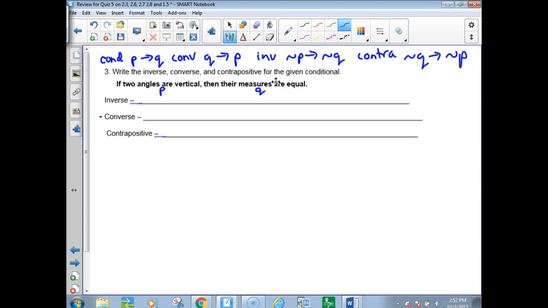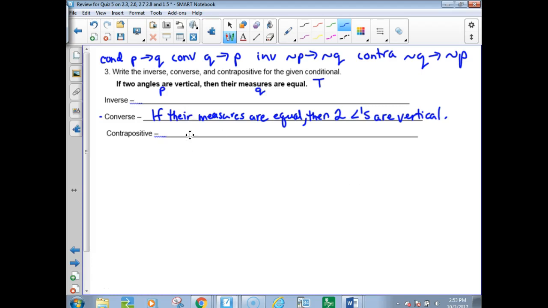The statement, if two angles are vertical, then their angle measures are equal, is true, by the way. The converse will be if their measures are equal, then two angles are vertical. I'm just going to abbreviate the word two with a 2 and then an angle symbol are vertical. Okay, so that would be my converse.